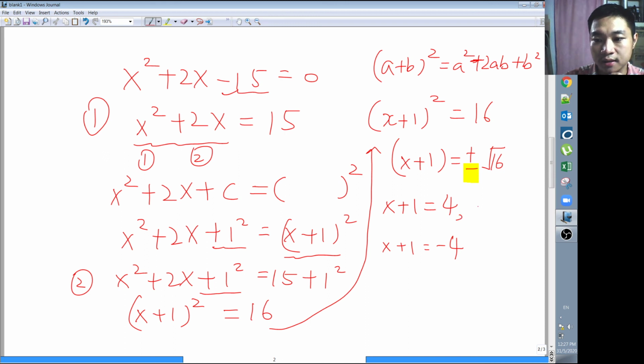Similarly, you can continue to solve for your x, and x is equal to 3 here. This is one of the answers, and then here is x equal to minus 5. So that's how you use the completing the square method to solve for these quadratic equations. These are the two answers. I hope with these two examples, you have understood how to use completing the square, which is our third method to solve quadratic equations.